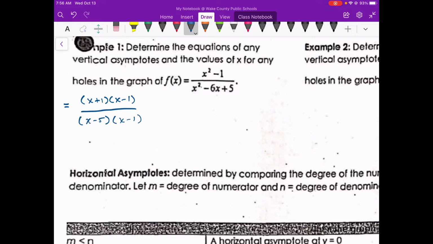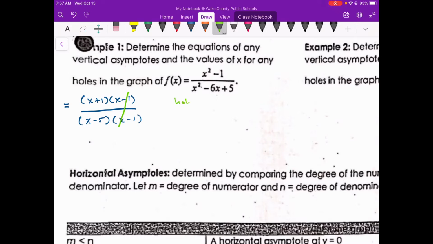Now at this point I can look to try to simplify. I've got two factors on the bottom, both of which could make the denominator 0 if x was equal to 5 or if x was equal to 1. But paying really close attention, I've got an x minus 1 on the top and the bottom. So I actually can cancel those out, simplifying, because they're being multiplied. And whenever I cancel out a factor, that is an indication that we have a hole.